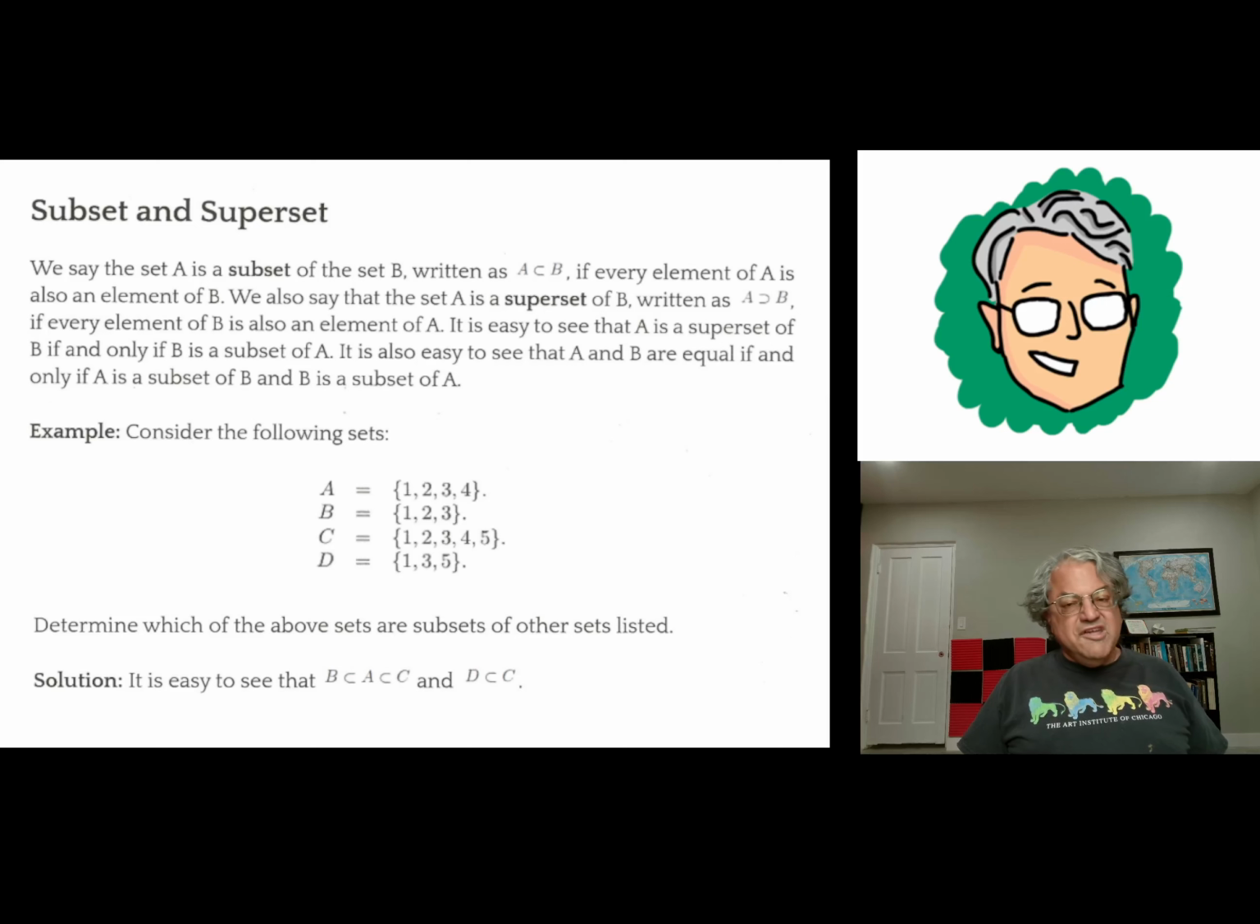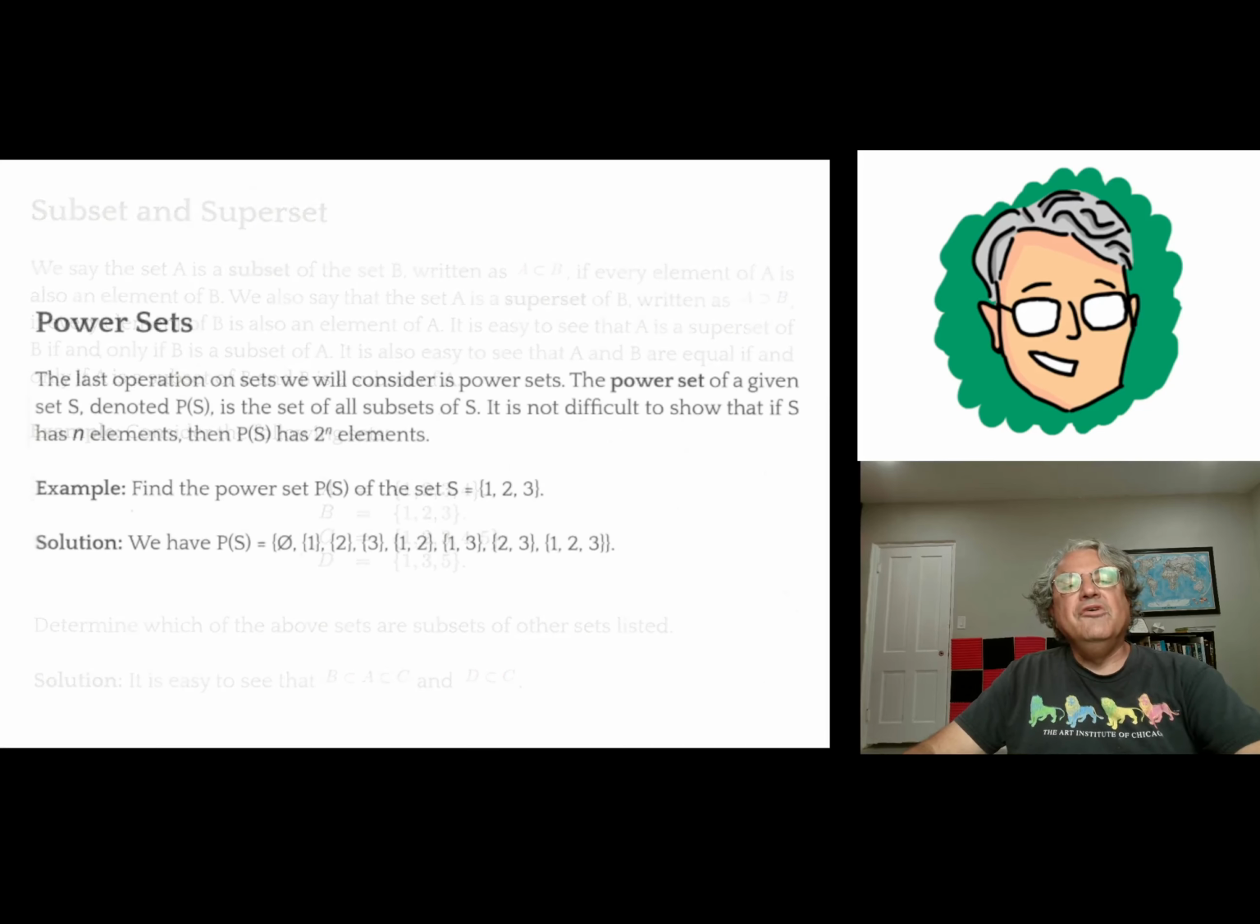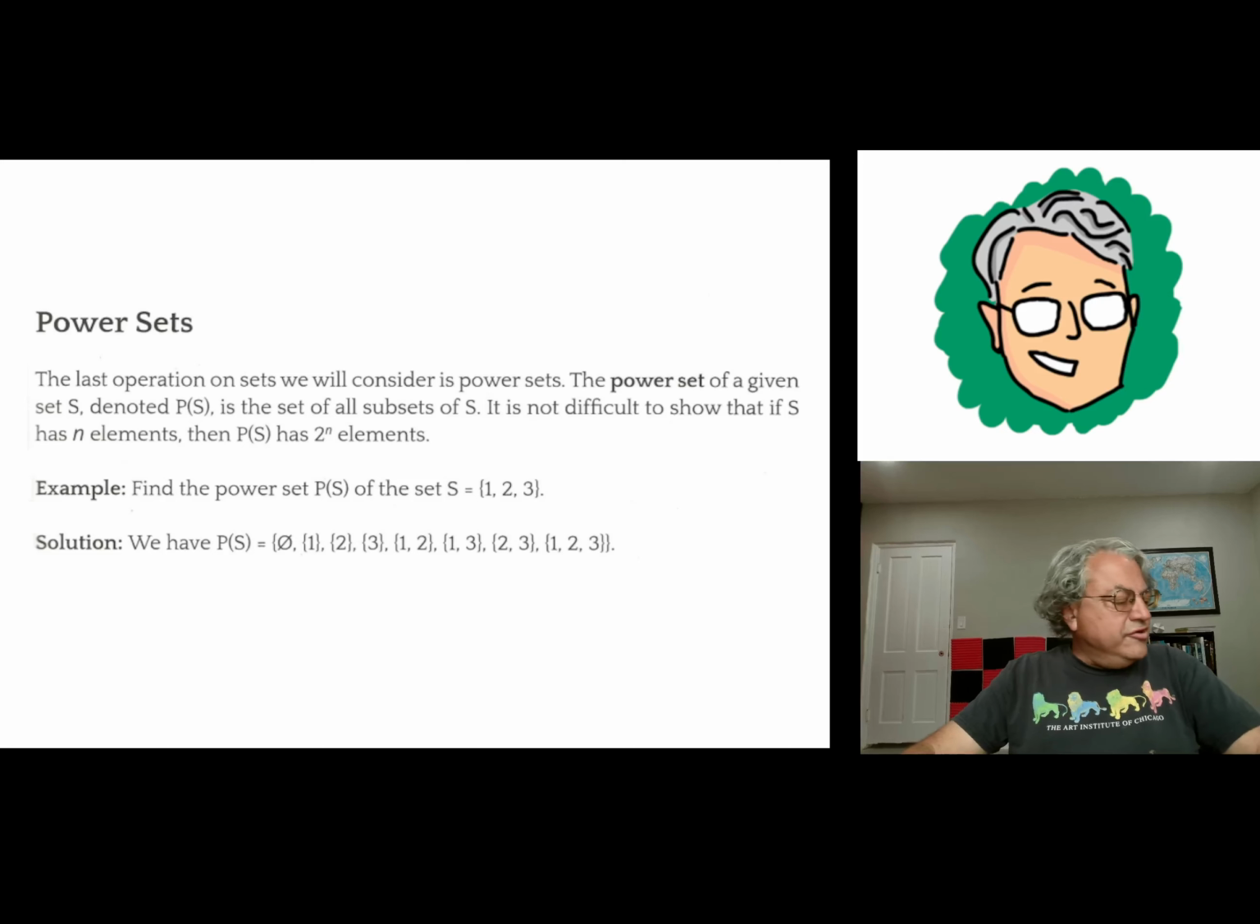B is a subset of A, and A is a subset of C. Sometimes people write this as a chain: B is a subset of A, is a subset of C. D is just a subset of C. It's not a subset of A or B. So those are the orderings of these sets. Pretty easy to see.